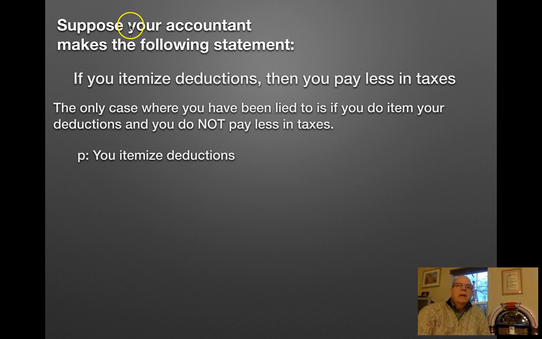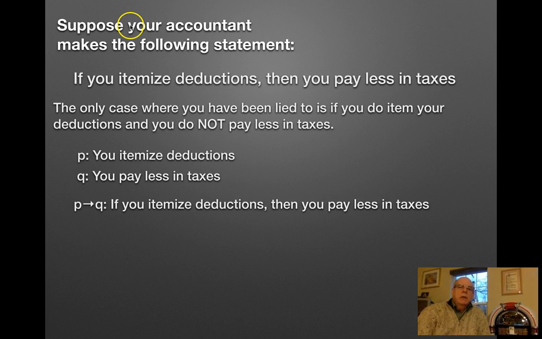Let's break down our statement. The hypothesis of the statement is you itemize your deductions. We need to be a little careful here with our Q: you pay less in taxes is our conclusion. Put in a conditional statement, if you itemize deductions, then you pay less in taxes. That's our original statement, broken up into the P and Q, hypothesis and conclusion parts.